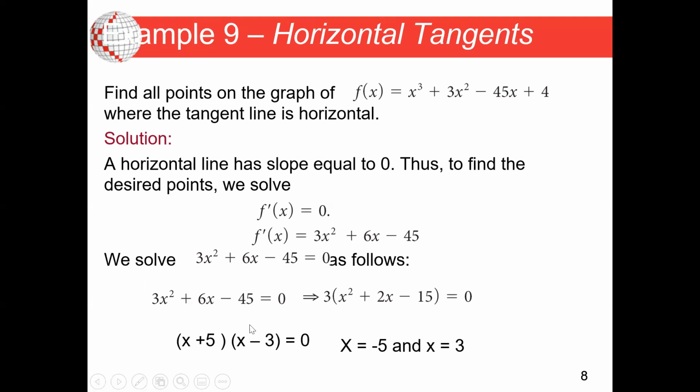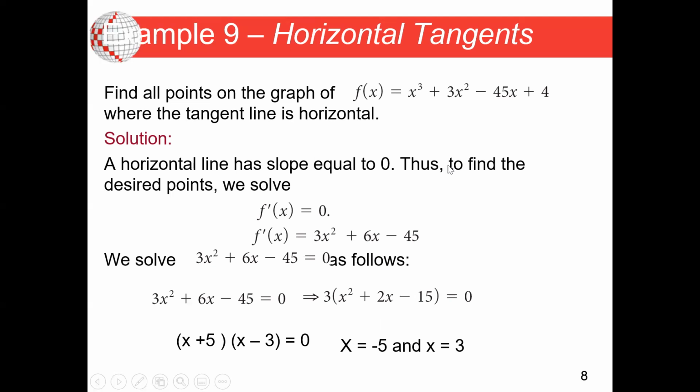Then negative 3 plus 5 will give us positive 2. So that means this will be our binomial. So this means s plus 5 equal to 0, s will give us negative 5, and s minus 3 equal to 0. So our answer will be, on the graph, when the tangent line is horizontal, we have only 2 x points. At negative 5 and at 3, the tangent line will be horizontal.